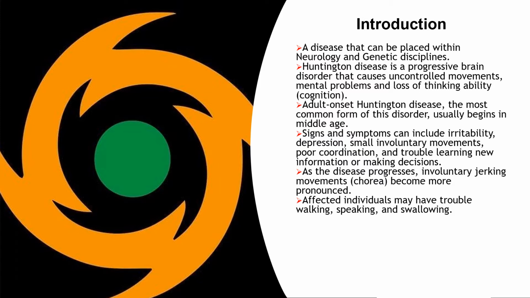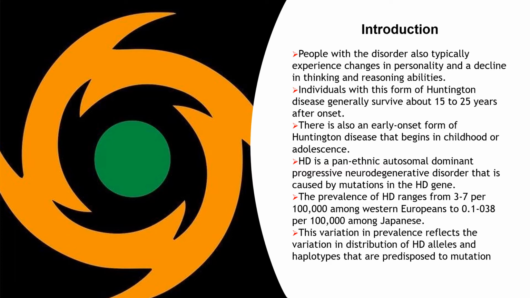Affected individuals may have trouble walking and speaking, and people with Huntington's also typically experience changes in personality and decline in thinking and reasoning abilities. Individuals with forms of Huntington's disease generally survive around 15 to 25 years post onset. There is also an early onset form of Huntington's that begins in childhood or adolescence.